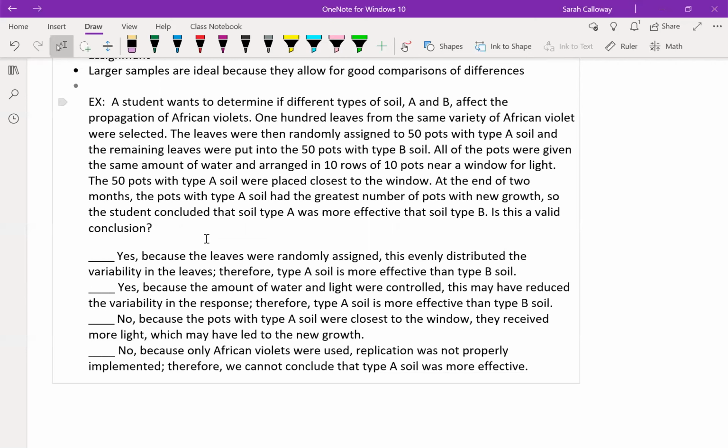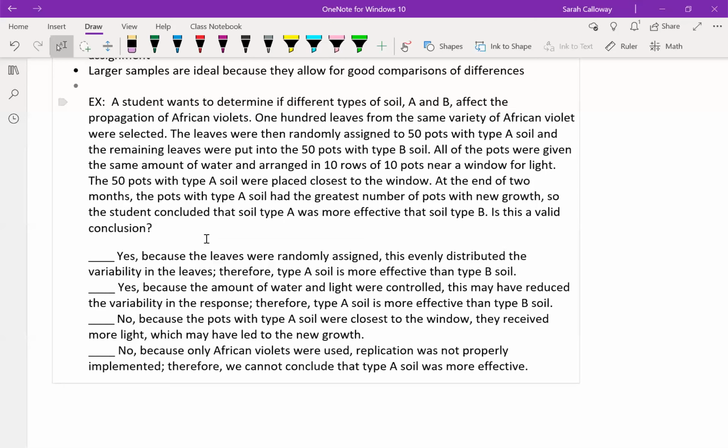So our options are yes, because the leaves were randomly assigned. This evenly distributed the variability in the leaves. So that's true. That is a good part of this experiment, that the leaves were randomly assigned. Then our second option is yes, because the amount of water and light were controlled. This may have reduced the variability in response. Therefore, type A soil is more effective.